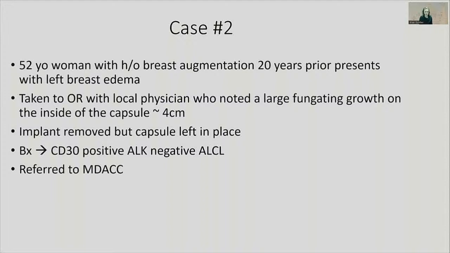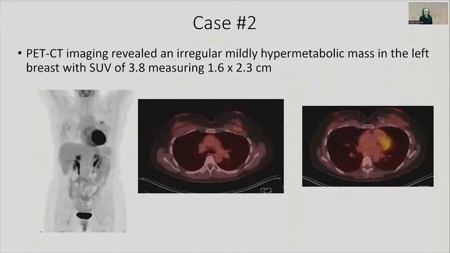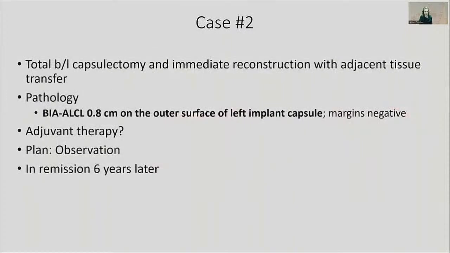Biopsy was performed, which was consistent with CD30 positive, ALK negative, ALCL, and she was referred to MD Anderson. PET-CT imaging revealed an irregular, mildly hypermetabolic mass in the left breast with SUV of 3.8 that measured about 1.6 by 2.3 centimeters. She underwent bilateral capsulectomy with immediate reconstruction and adjacent tissue transfer. Pathology again confirmed BIA-ALCL, 0.8 centimeters on the outer surface of the left implant capsule.